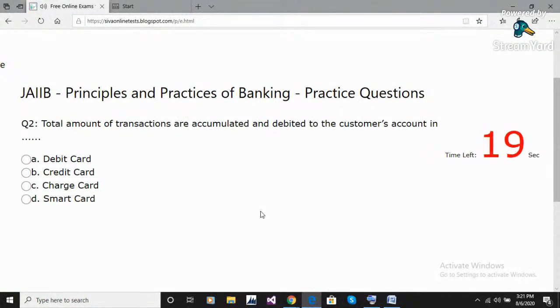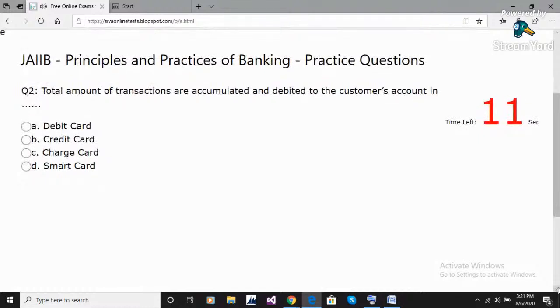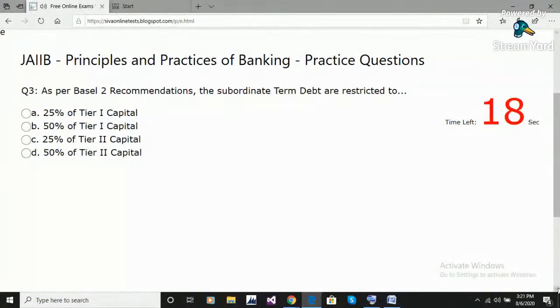Question 2. Total amount of transactions are accumulated and debited to the customer's account in. Option A. Debit card. Option B. Credit card. Option C. Charge card. Option D. Smart card. Answer C. Charge card.